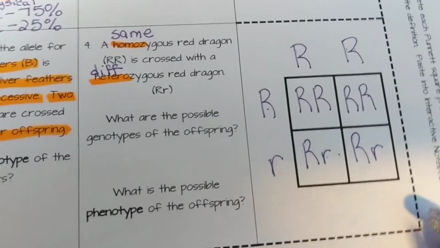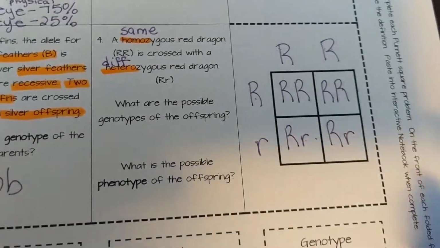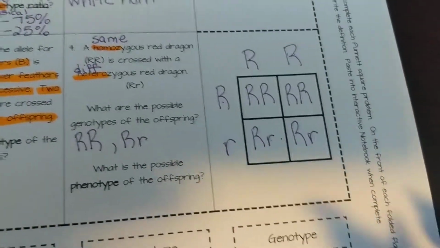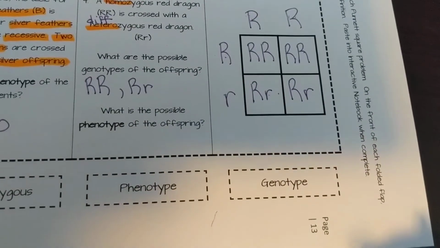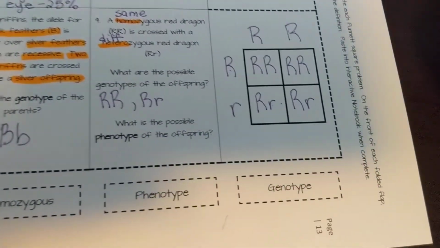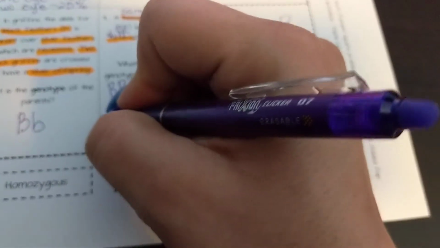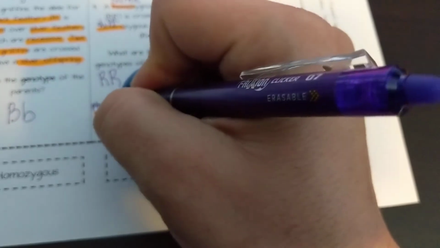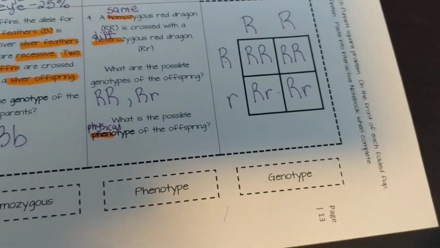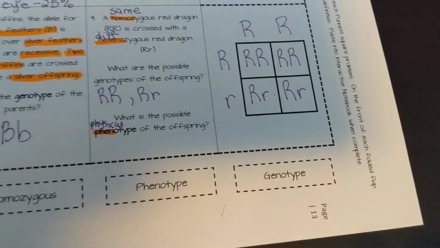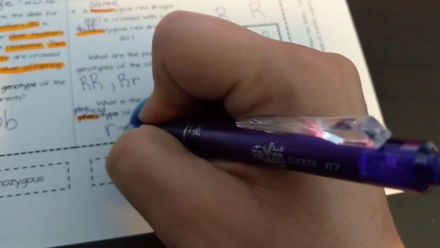All right, so the questions are, what are the possible genotypes of the offspring? Well, our possible genotypes are capital R, capital R, or capital R, lowercase r. What are the possible phenotypes? So phenotypes, remember pheno, or PH, that's our physical traits. I like to write it here, physical. And they all have a capital letter, so they're all going to show that dominant trait. They're all going to be red dragons.